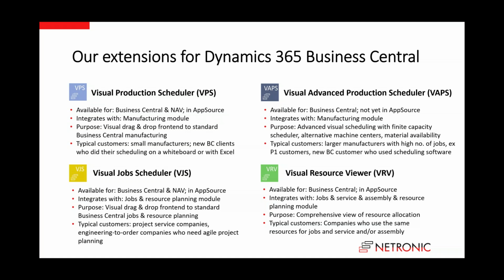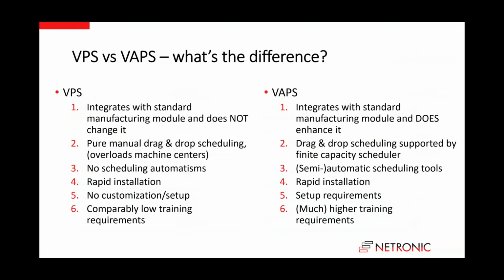So if you're a customer, or if you have a customer who used to work with Epicor or SysPro before, and now you bring them over to Business Central, then congratulations for this decision. And if you then recognize that maybe a system like Epicor had some capabilities that you miss in Business Central, then the VAPS definitely closes this loop and brings you advanced visual scheduling capabilities with finite capacity scheduling as an integrated part of Business Central. So what's the difference?